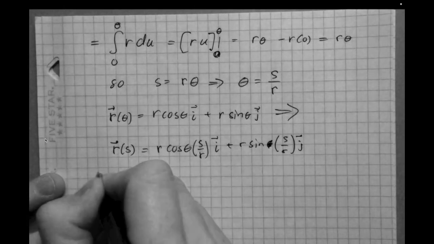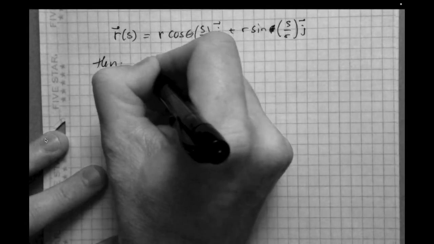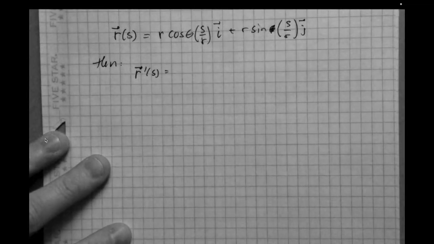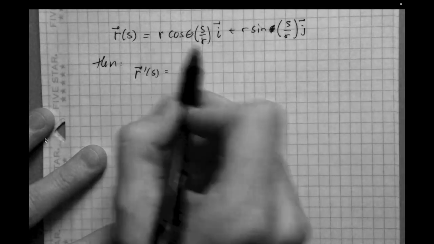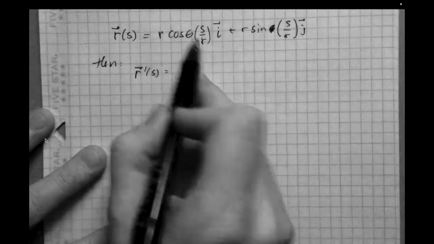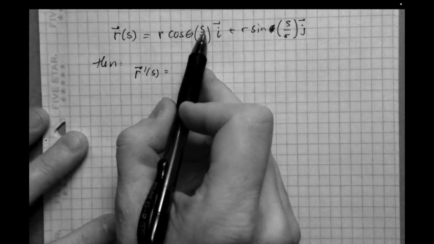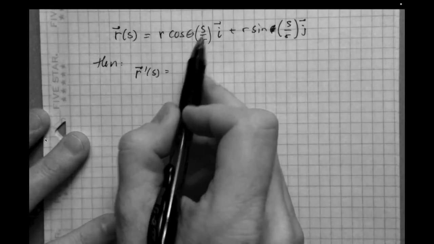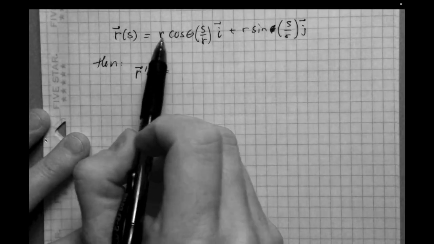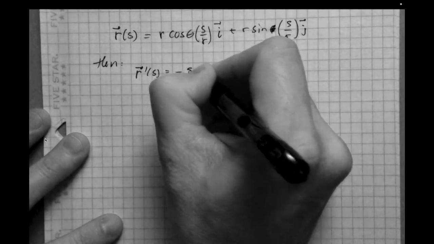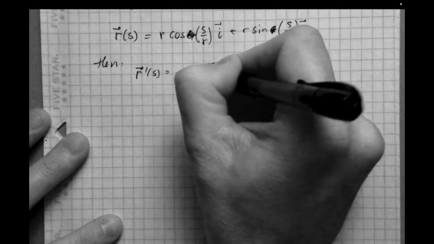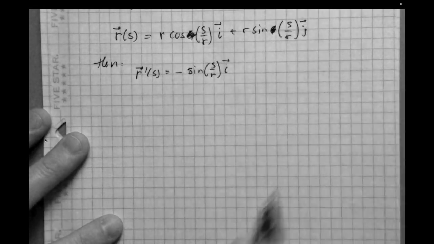Okay, so then what do we need to do? Well, we just need to differentiate this thing. R prime of s is equal to what? Remember, r is just a constant, so we'll have to use the chain rule here. S is a variable, r is a constant, and what'll end up happening is that this r will end up canceling with what's out here. And so what we'll get here is negative sine s over r times i.